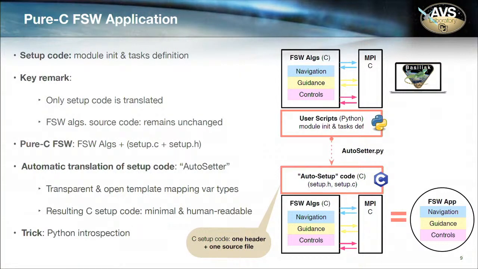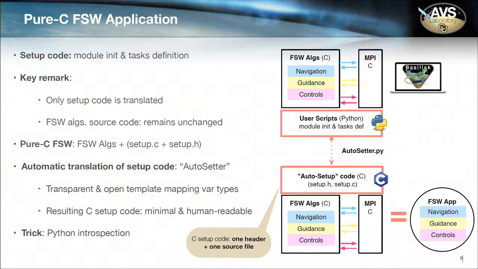And the interesting part of the story is that the translation from Python into C is handled automatically via a third-party script, the autosetter.py, that we've developed for this purpose. And the beauty of the autosetter.py is that it's not a black box. It's different from autocoding in the sense that it's a very simple and transparent template that simply maps Python variable types into their C counterpart. And the resulting C setup code is minimal and looks like optimized human-written code.